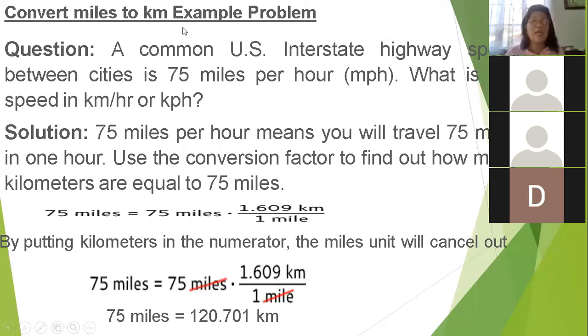Another one: converting miles to kilometers. So we have here an example problem.